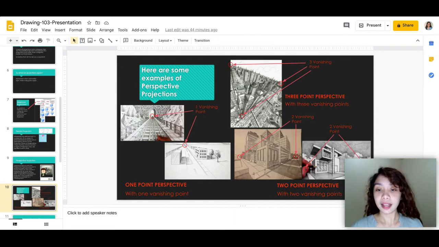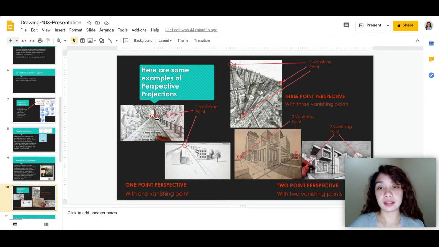Okay, and here are the examples of perspective projection. First here is the 1-point perspective. As you can see, it has one vanishing point. The arrow here represents the vanishing point. The circles are the vanishing point. So the best example for 1-point perspective is a railway.